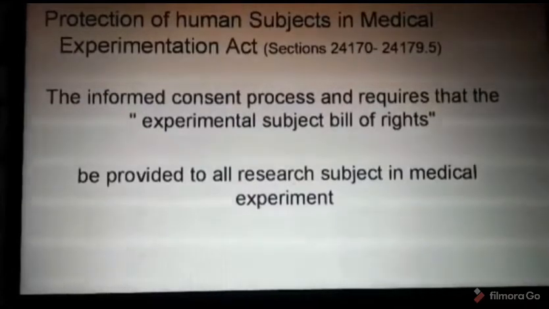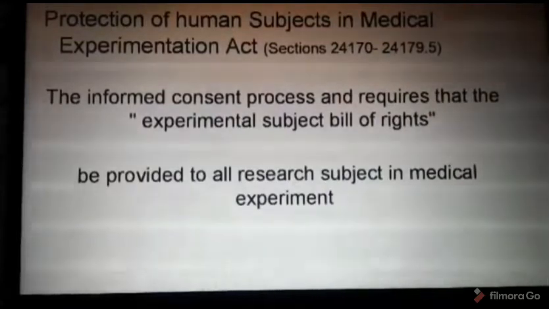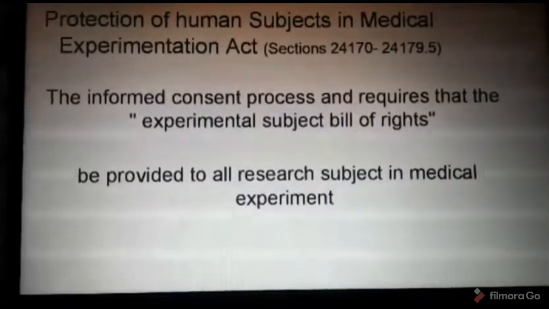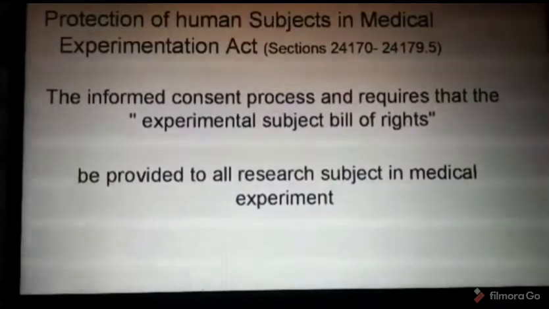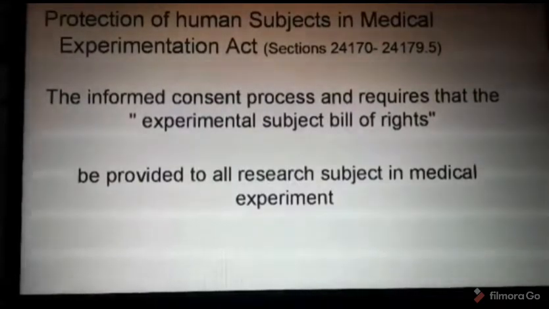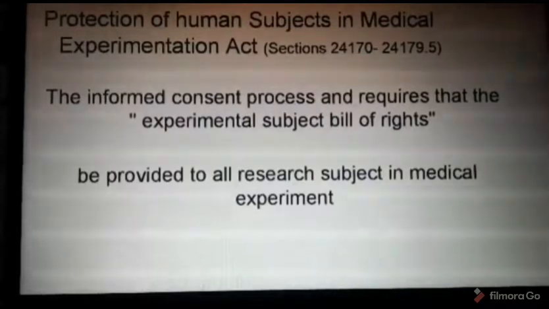As I said earlier, from the history, there was no proper consent provided by the researchers back then. So this law provided that a person who is experimented on must be legally given consent, so that they are fully informed of what will happen during and after the experiment.